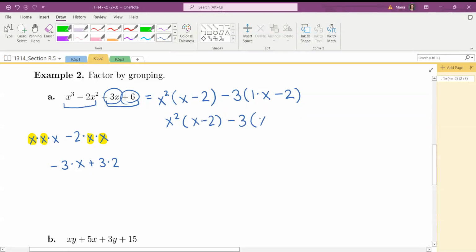Okay, so 1 times x is x. So that's where I am at this point. I'm not done, but this is how far I've gotten. I took the original 4 terms and paired them up, and then for each pair, I took out the common factor. Like I said, I'm not done. Where do I go from here?